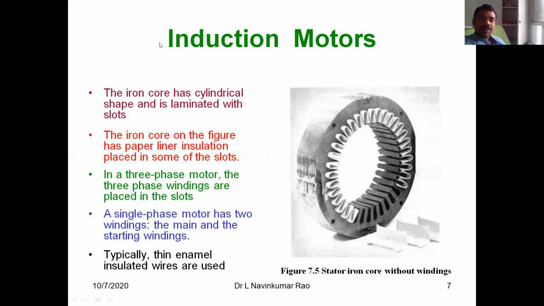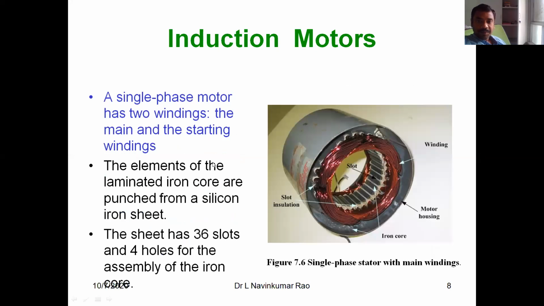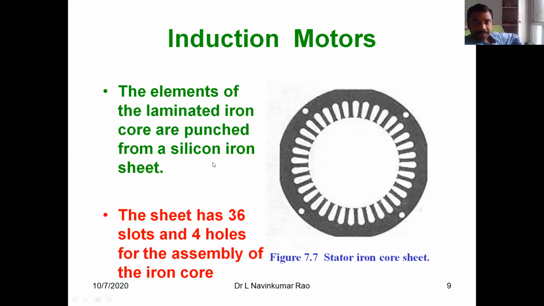I hope the slots are visible to everybody. These are the stampings, the stator stampings. One layer of stator. We join such strips to make thin stampings. Why do we go for stampings? In order to reduce the eddy current loss. These are the stampings of the stator which are merged together and one slot is built.